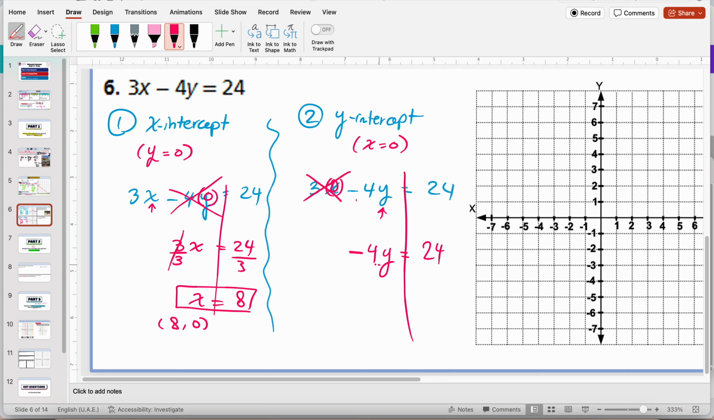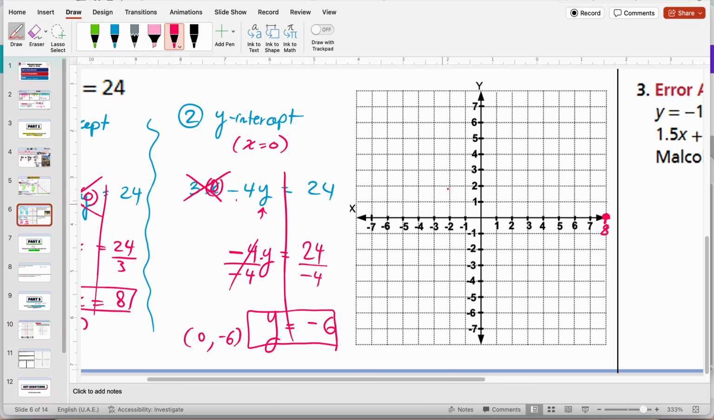Okay? Divide by negative 4. That's negative 4 times y, so I have to divide. Okay? Y equals negative 6. Pay attention whenever you are dealing with signs. Pay extra attention. So the y is negative 6, the x is 0.